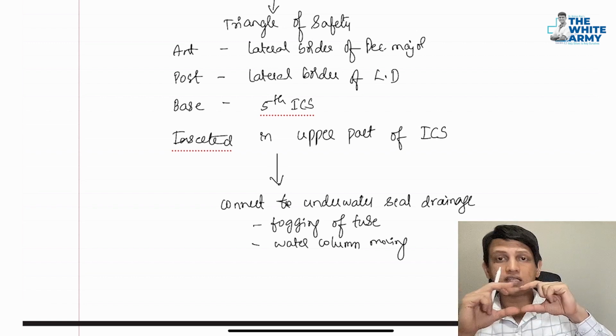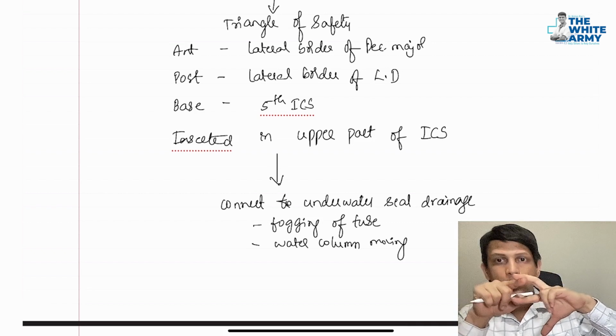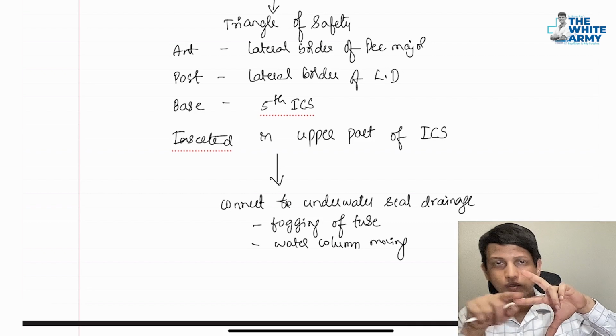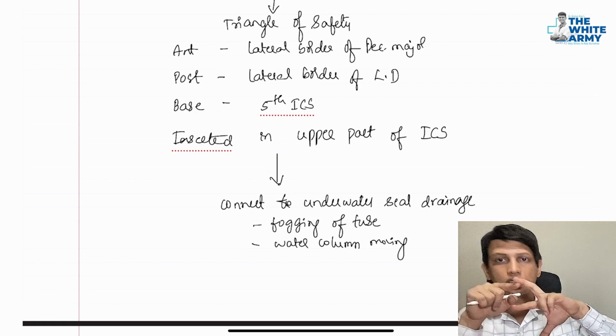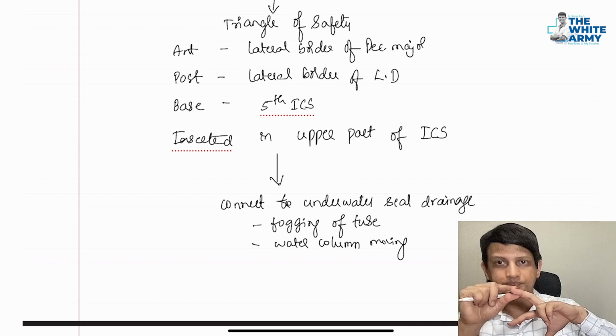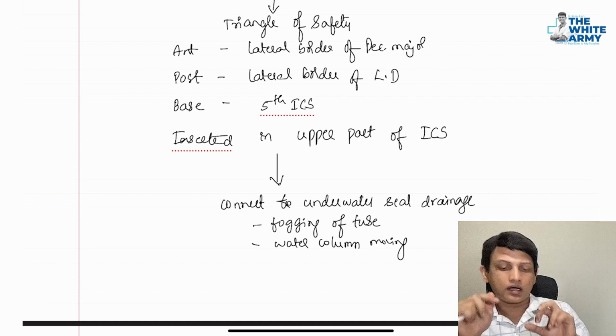The question again is, where do you insert in the intercostal space? You put at the upper part of the intercostal space, not lower. In the lower part of the intercostal space, there are intercostal nerves and vessels passing. So, not to damage that, put at the upper part of the intercostal space, or the upper border of the lower rib. Hope it's clear.